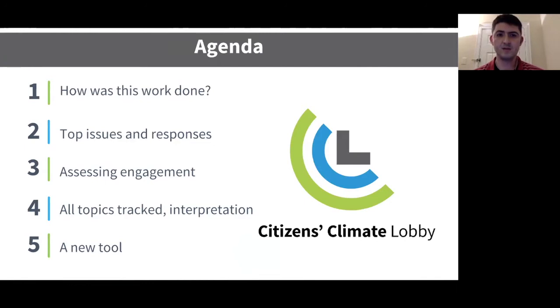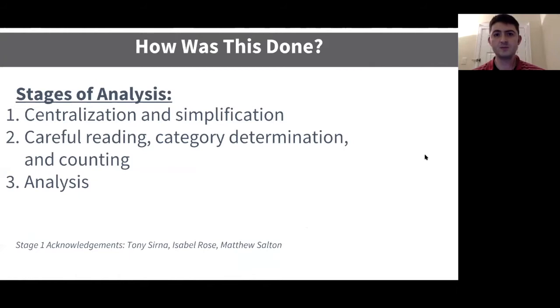So this is the agenda for me tonight. I'll first cover how this work was done. I'll then cover what the top 3 issues were for Democrats and Republicans and what our best response is to those concerns. I'll then talk about the way I assessed the engagement of Republican offices that we've met with. And then I'll go over all the topics that I tracked and some of the interpretation there. And as Brett mentioned, we'll talk about the top topics tool, which is available to all of you on CCL Community. So how was this work done?